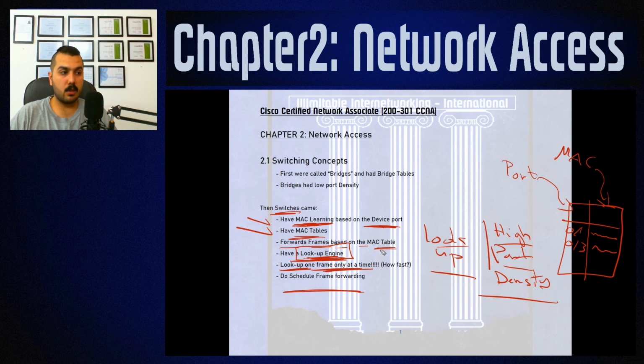So this is what makes switches so essential: you can't establish networks right now without switches. You need switches in the access tier, not in the distribution or core. You can deny them, but you need switches in the access layer of your network because of these two main reasons. Anyway, now we have talked about the lookup engine. It does look up only one frame at a time to forward it.